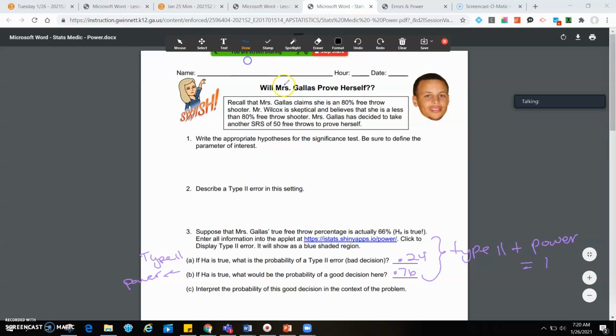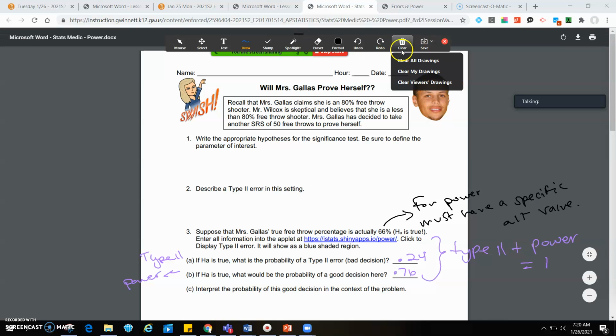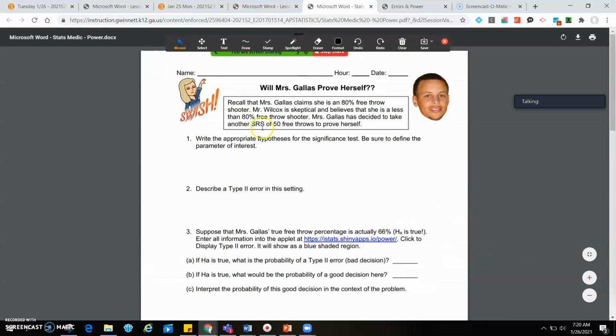Also want to include that you've got 66% for power, you must have a specific alternate value. Okay. Now it says, interpret the probability of this good decision in context of the problem. Okay, so determine that probability in context of the problem.